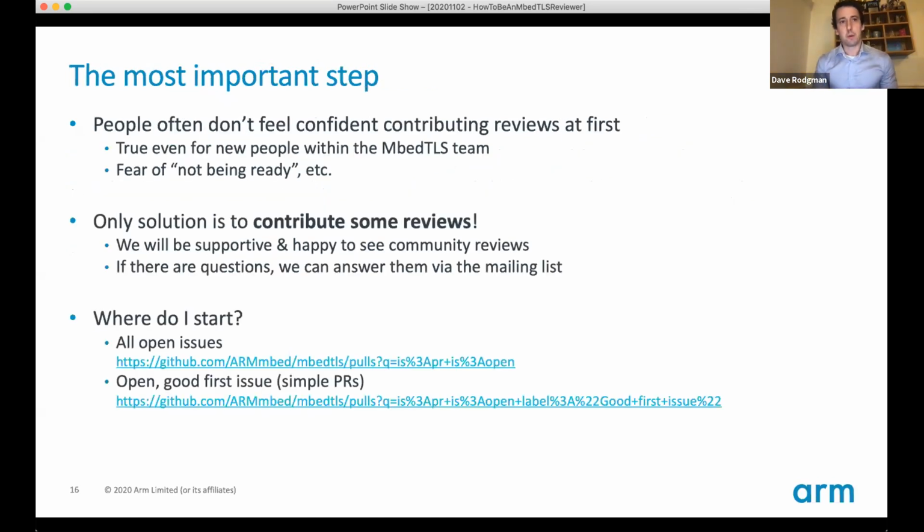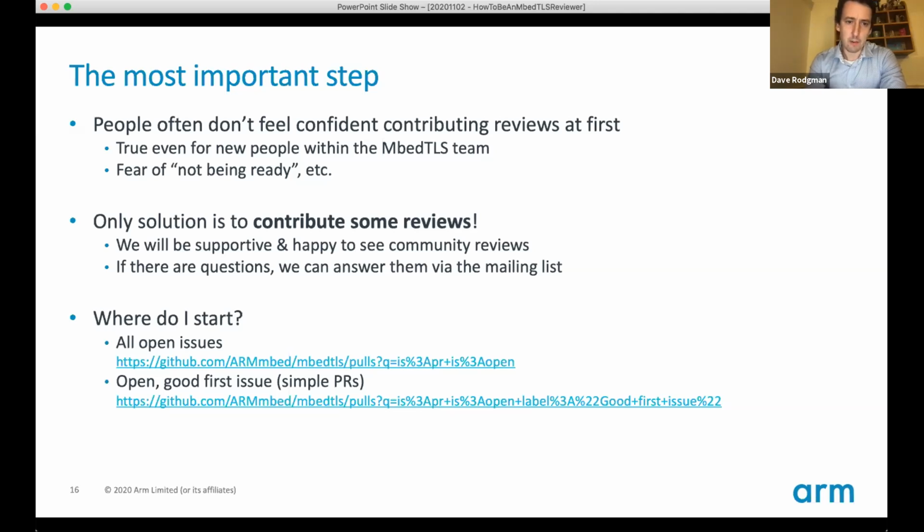And the most important step in becoming an official reviewer is: submit a review. I think quite often people don't feel particularly confident to start submitting reviews, may not feel expert enough, but I think the only way to get past that is just to start, contribute reviews. The team will be happy and supportive to get these reviews in. And if there are questions about the review process, we're happy to discuss via the mailing list.